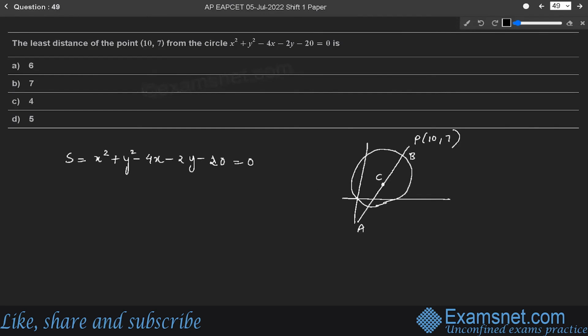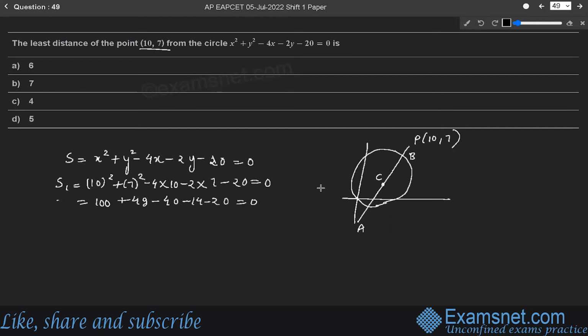A point is given, (10, 7). So substituting (10, 7) here, S1 is equal to 10 square plus 7 square minus 4 into 10 minus 2 into 7 minus 20. So it will be equal to 100 plus 49 minus 40 minus 14 minus 20, which is equal to 75. Here we can say that S1 is greater than 0. So the point lies outside the circle.